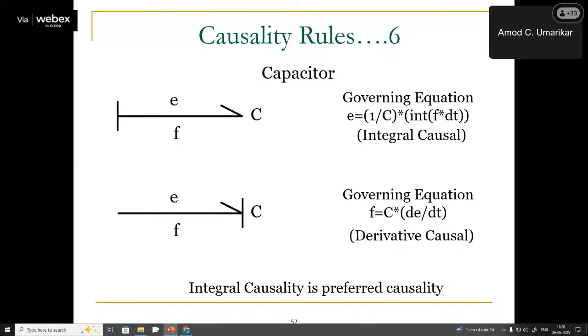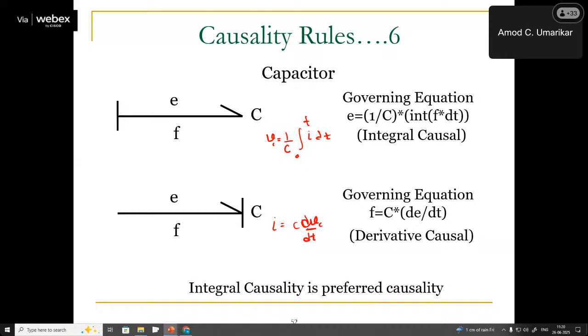Similarly for capacitor, the governing equation is e = 1/C ∫ f dt, that is, in electrical domain, V = 1/C ∫ from 0 to T of i dt, right? And in electrical domain, i = C dVc/dt, correct? So that's the idea. So this is derivative causality.